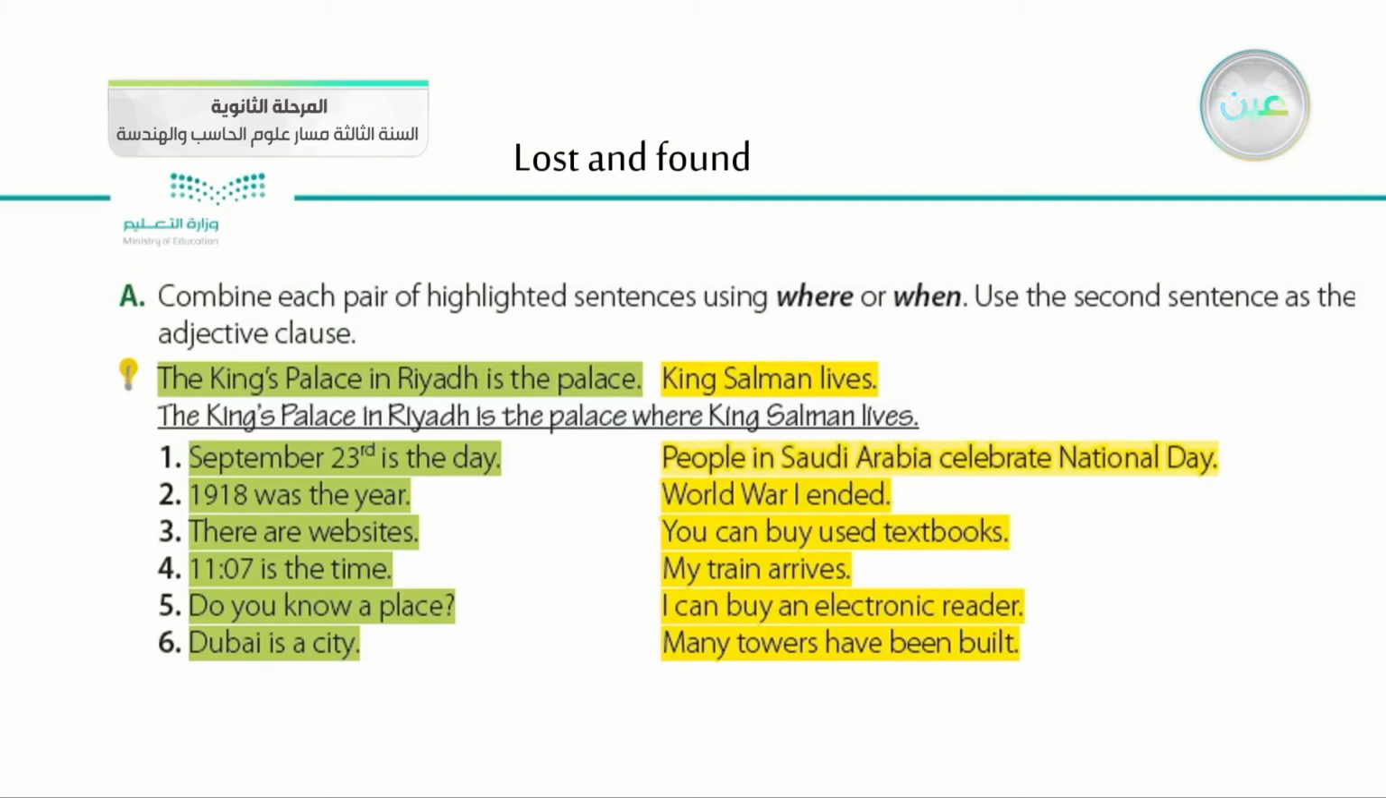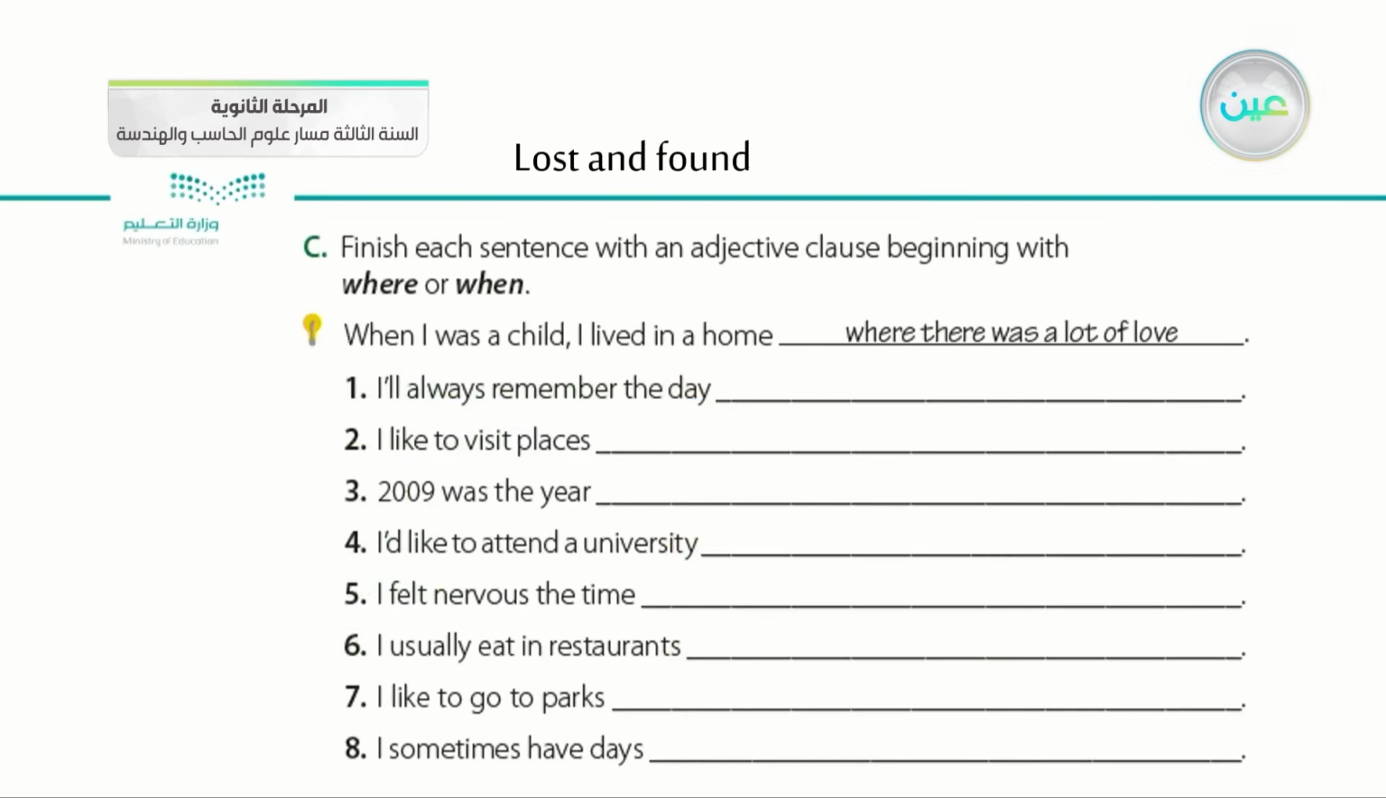In this part, we'll combine each pair of highlighted sentences using where or when, using the second sentence as the adjective clause. Let us do them together, and then inshallah we'll move to another exercise. As you see here, we have this part, which is to finish each sentence with an adjective clause beginning with where or when. Let's see how we can do these parts. Of course, this one is done for you, and let's go over these ones.